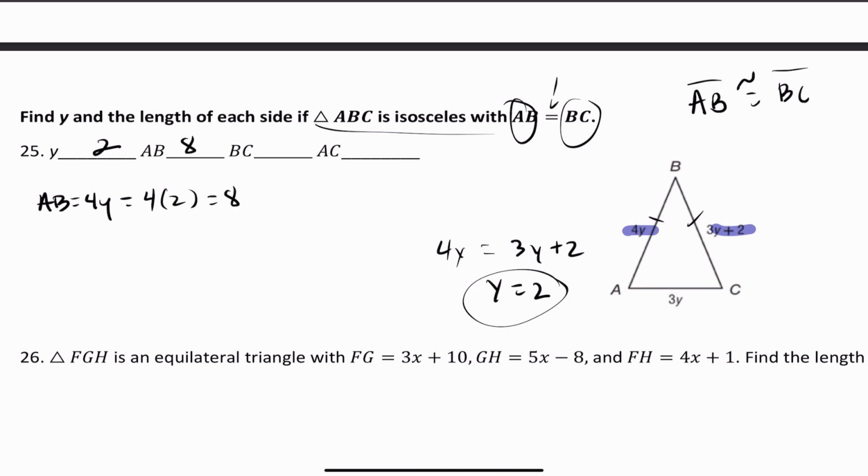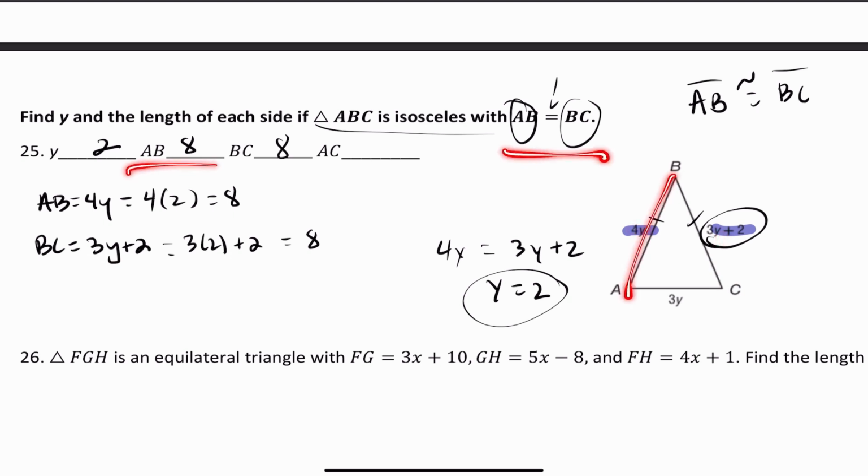To find the measure of BC, well, BC is currently 3y plus 2. And we already know what y is. So it's 3 times 2 plus 2. 3 times 2 is 6. 6 plus 2 is 8. So BC has to be 8. And I really didn't even have to do the math because these things are equal. If I know what AB is, and given that AB is equal to BC, I really didn't need to show the work here. I just know it's 8.